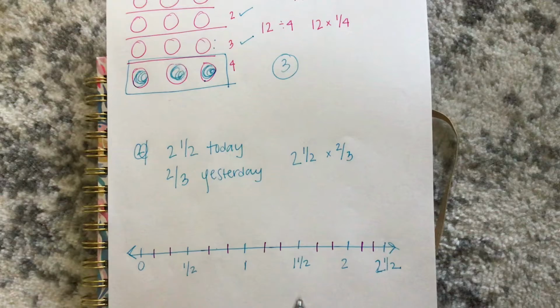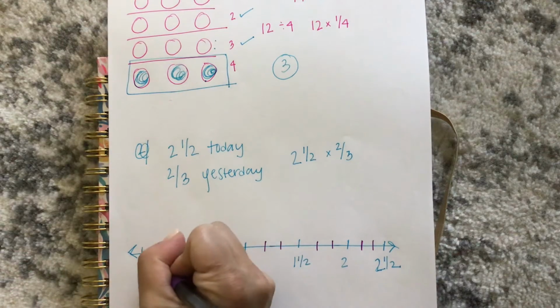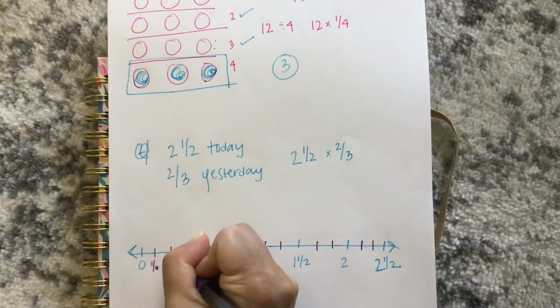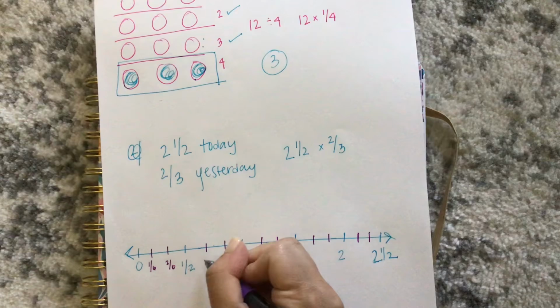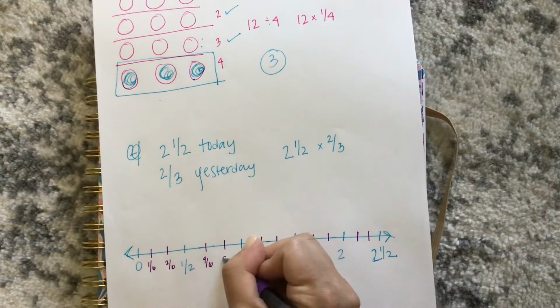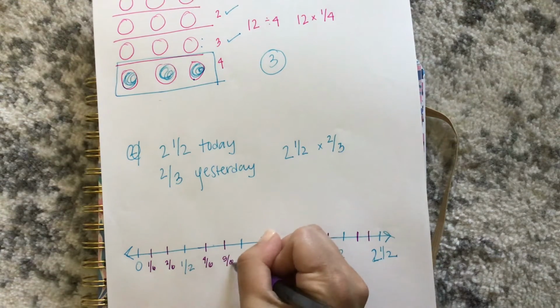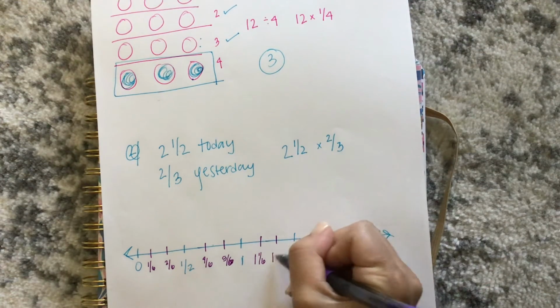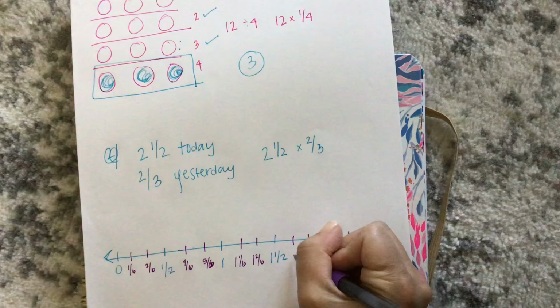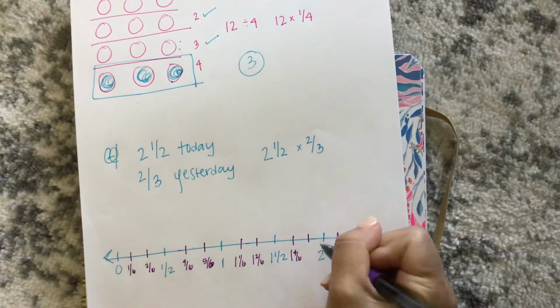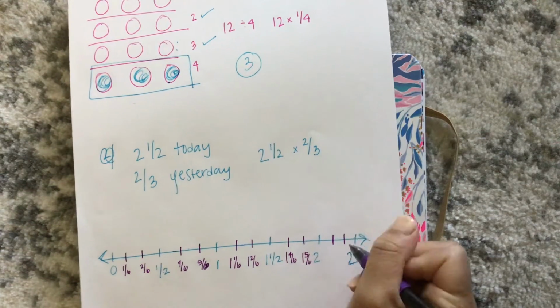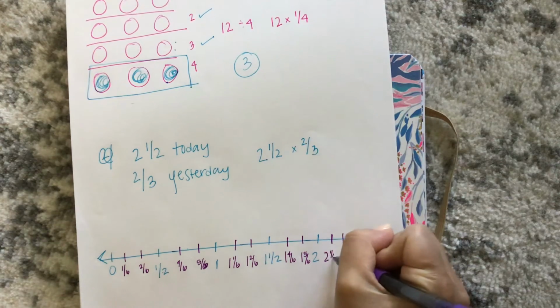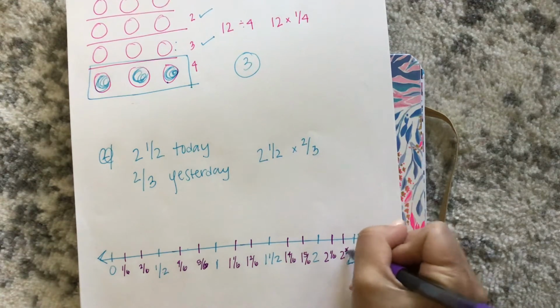Now that I have done so, my number line is no longer divided by halves, but it is divided by sixths. So I have 1/6, 2/6, 3/6, 4/6. So I'm going to number this on my number line. 1 and 1/6, 1 and 2/6, 1 and 4/6, 1 and 5/6, 2 and 1/6, and 2 and 2/6.